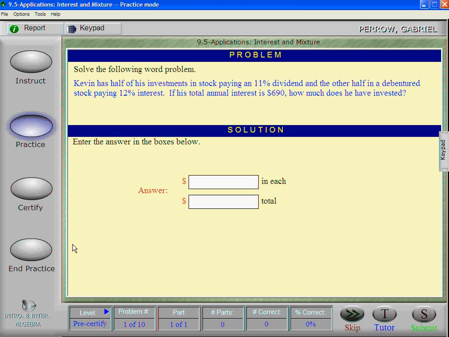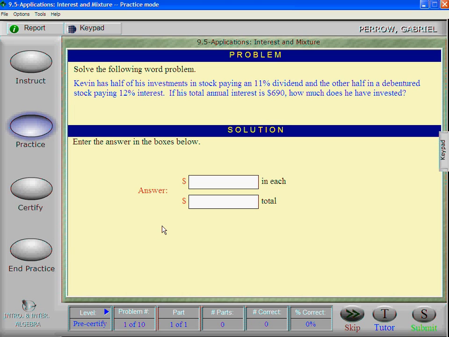So I think this would be a quick problem to solve, and I'm just going to talk through this one quickly so we can get going with a number of these problems. If I were to take 0.11x plus 0.12y equals 690, I would have the first equation, which gives me total interest.